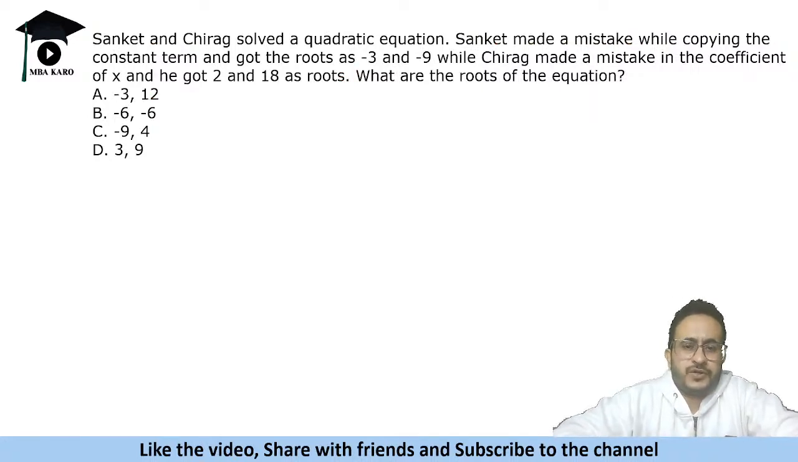Sanket and Chirag solved a quadratic equation. Sanket made a mistake while copying the constant term and got the roots as minus 3 and minus 9, while Chirag made a mistake in the coefficient of x and he got 2 and 18 as the roots. What are the roots of the equation?